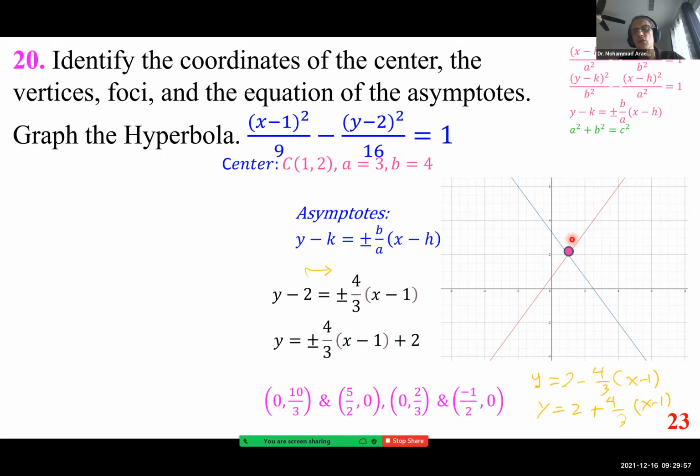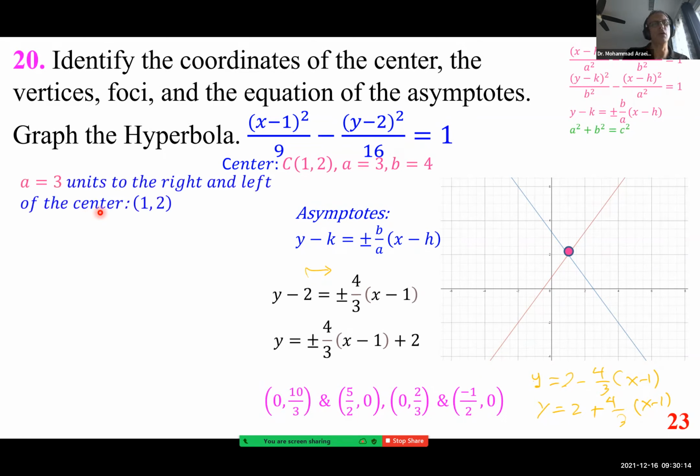So we have the asymptotes, we have the center. And we know it opens sideways. All we have to do, A is 3 units. So go to the center, 3 units to the right, 3 units to the left. So A equals 3 units to the right and left of the center.